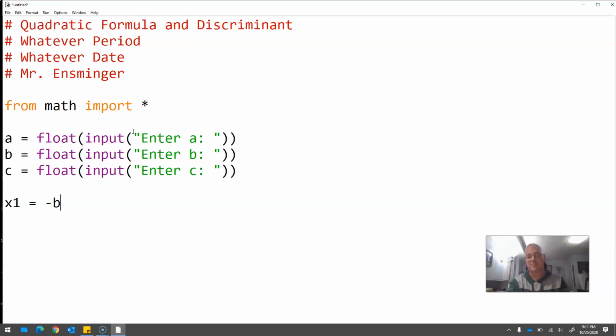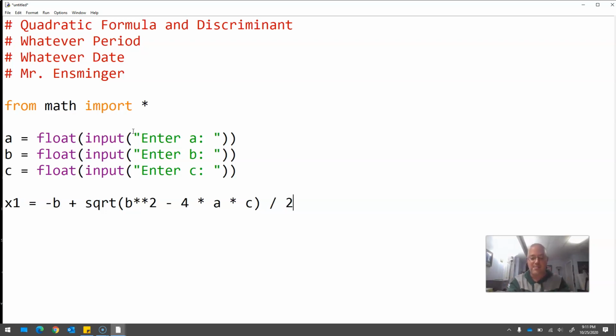And to do a negative b, you just put a negative sign in front of it. Plus or minus. So for this one, we'll do plus. The square root, so sqrt of b squared minus 4ac. Now remember, you have to put 4ac with multiply signs. You can't just put 4ac.